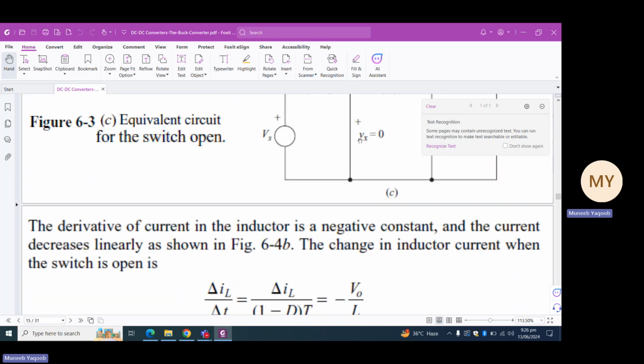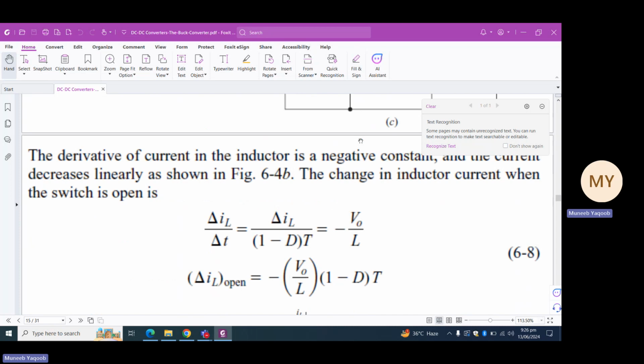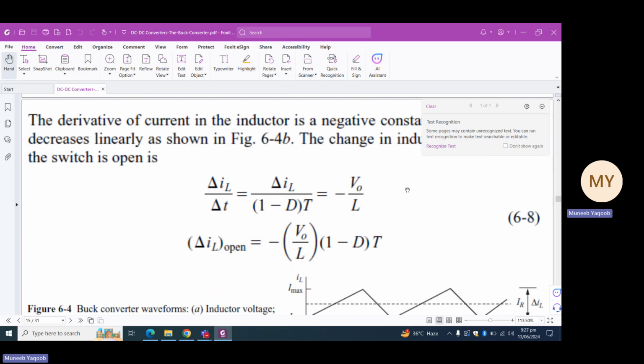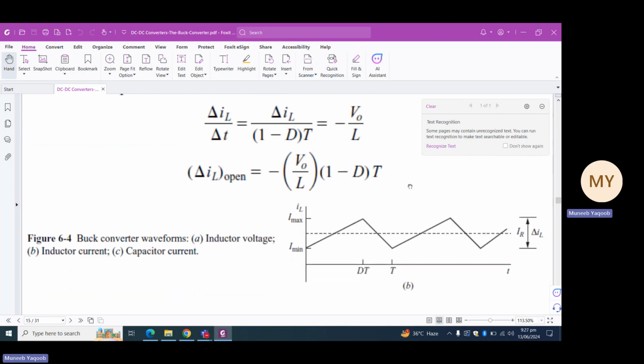Now again, if we treat del I as delta IL and del T as 1 minus D into capital T, then we can write that delta IL open is minus Vout upon L times 1 minus D into T. So again, if you can see in this figure, the inductor current is fluctuating between I minimum and I maximum, and the total fluctuation is basically delta IL for the switch is open.